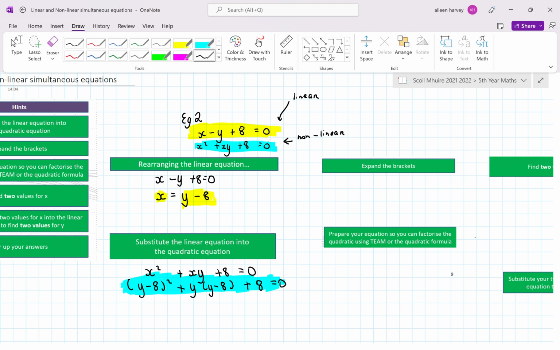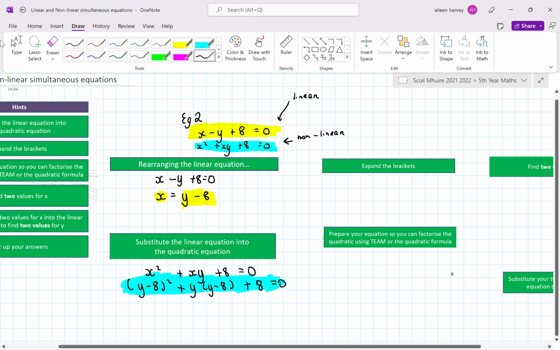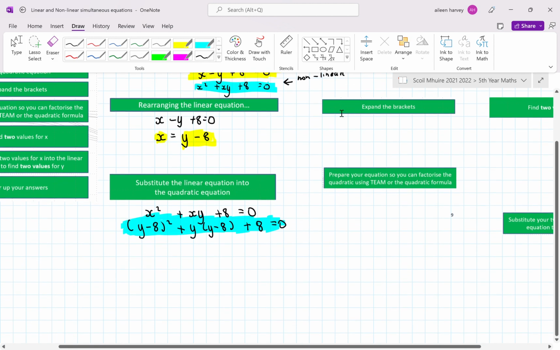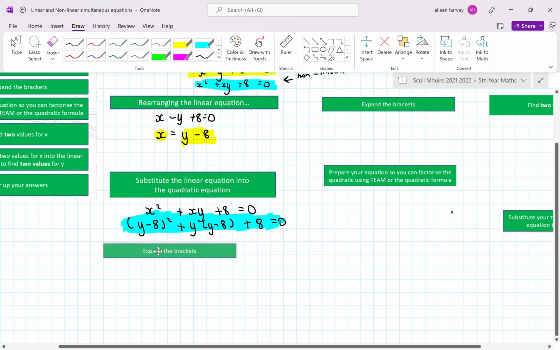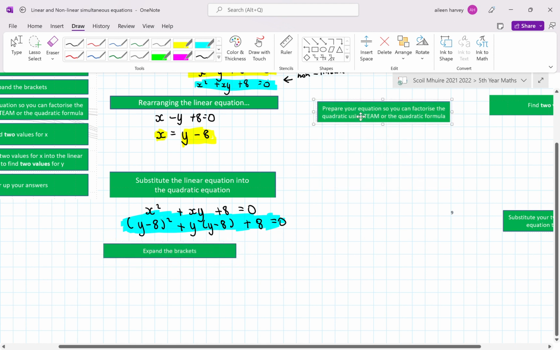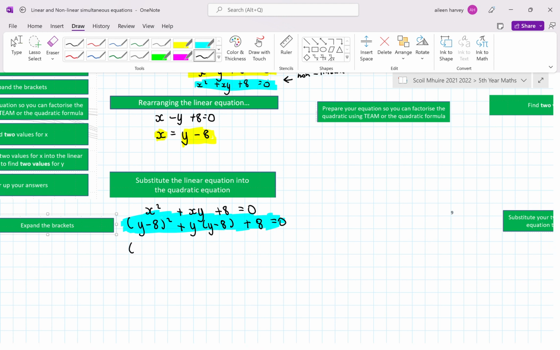That means we're going to first expand our brackets. Okay, so we're going to multiply out these brackets. I'll do this underneath here so we can see it a bit better. So this gives me y minus 8 times y minus 8, plus y times y gives me y squared. y times minus 8 gives me minus 8y, plus 8 is equal to 0.